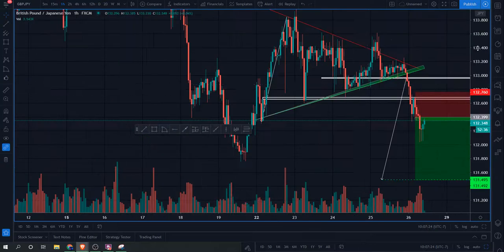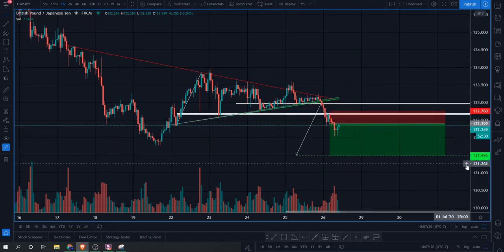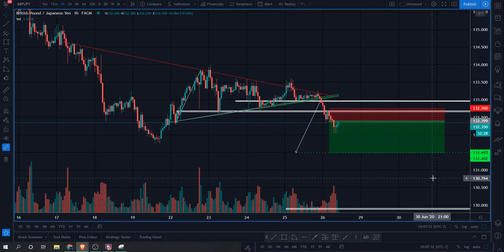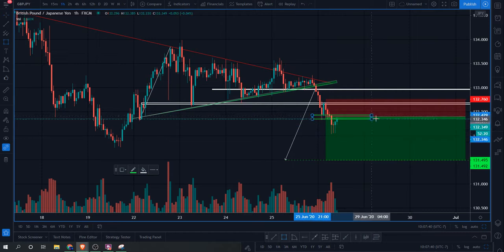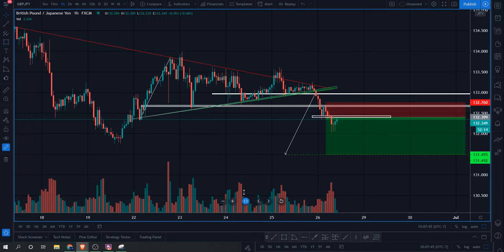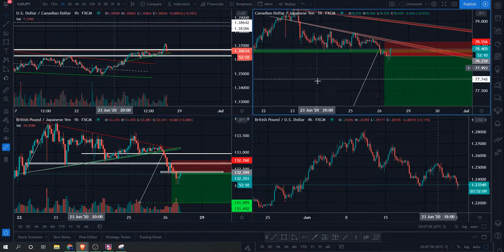GBPJPY, really nice squeeze that pushed to the downside. And now we're getting a little retest here as the SPX consolidates. A little bit of risk-on sentiment coming back into the air. But this is a nice little support there that's probably going to be used as some level of resistance. So no worries on that one. Cool as a cucumber. That's totally fine.